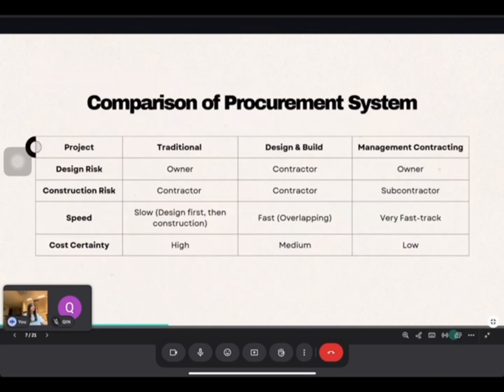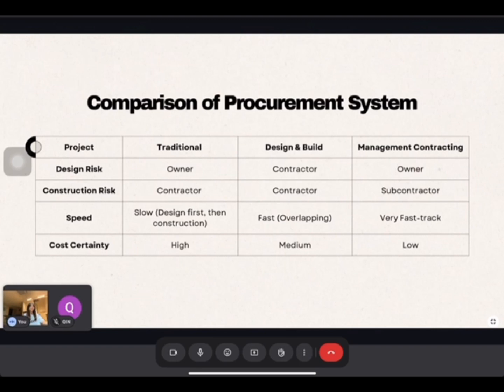These are showing the comparison of procurement system. In the summary, traditional offers high cost certainty but slow progress. Design and build is faster with a single responsibility point but has the less design control. Management contracting is faster but gives a less cost certainty and higher risk to client. Each system should be chosen based on the project objective, required speed, and risk tolerance. Next we will pass to City.